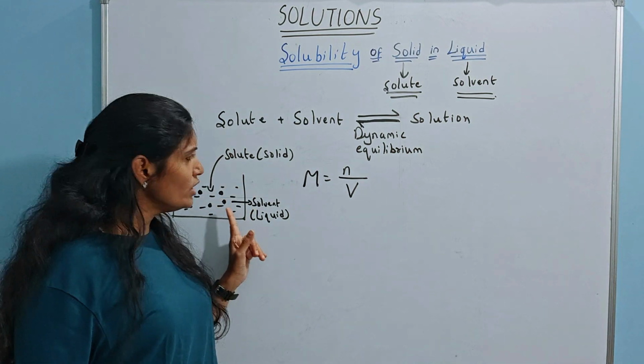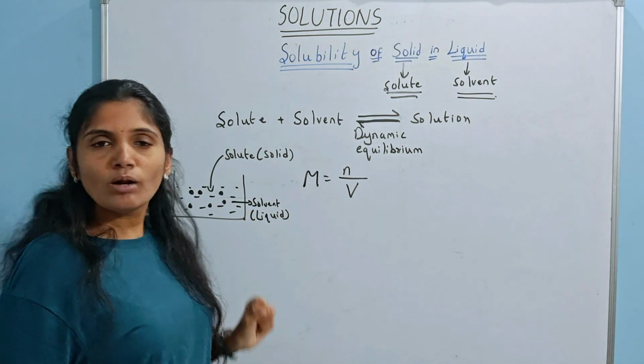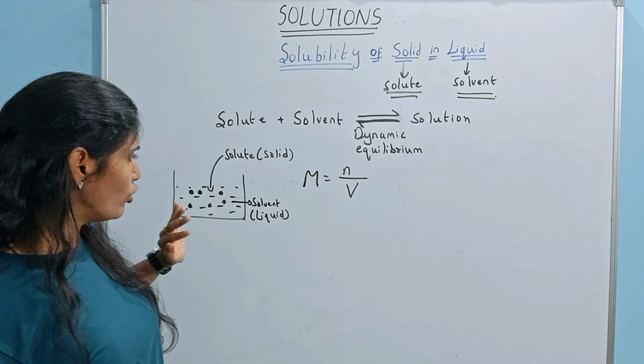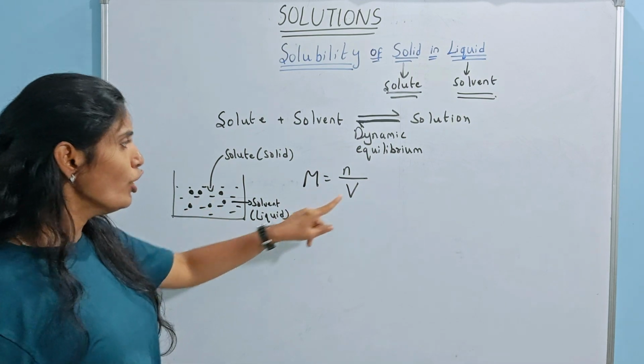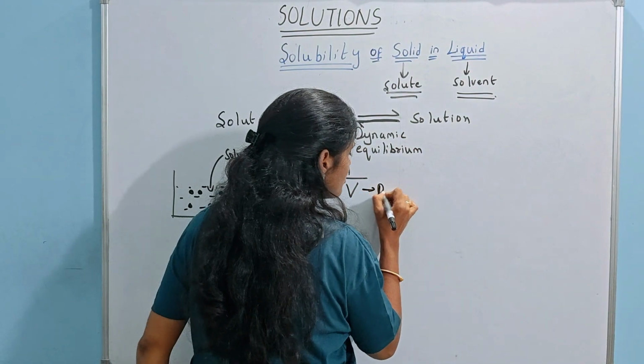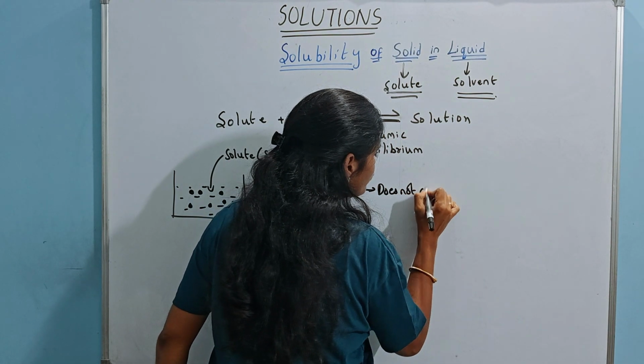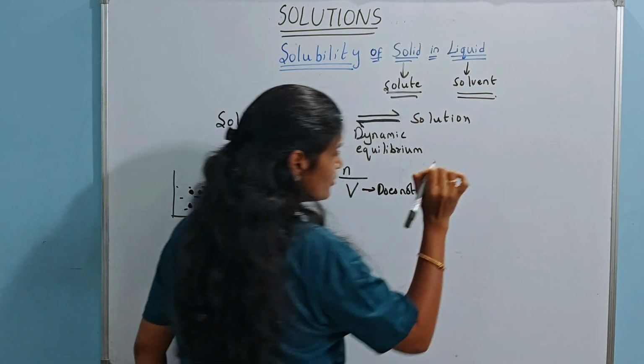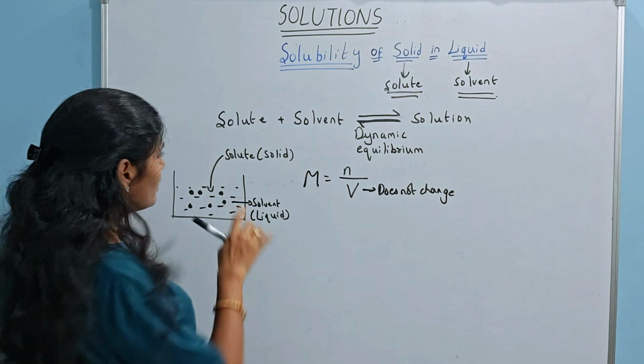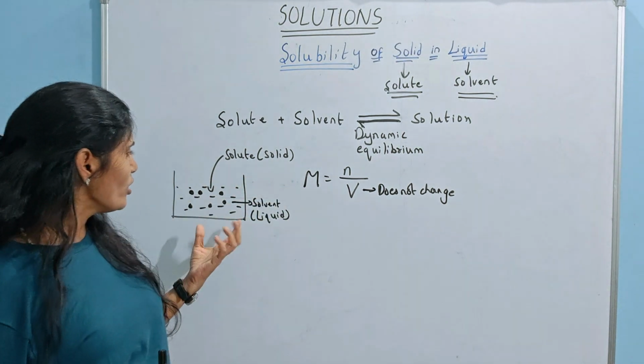When the solid goes into the liquid, the solid goes into the intermolecular spaces in the solvent between the liquid particles. So the volume does not change. But if you see here, what is happening here?